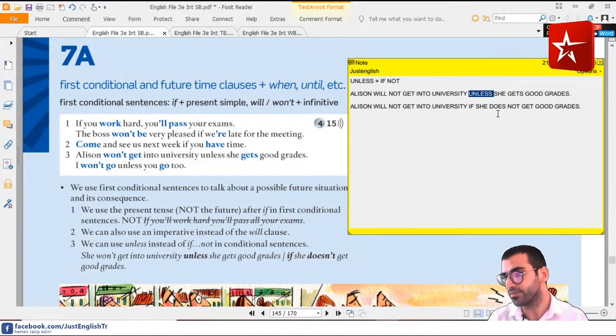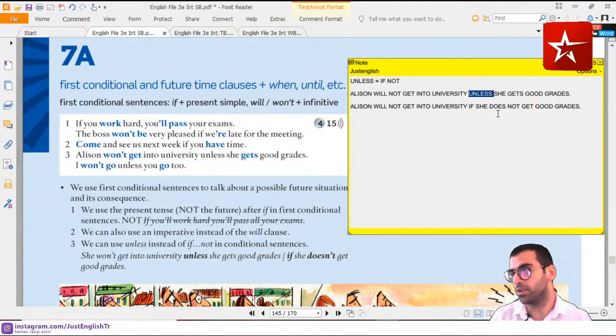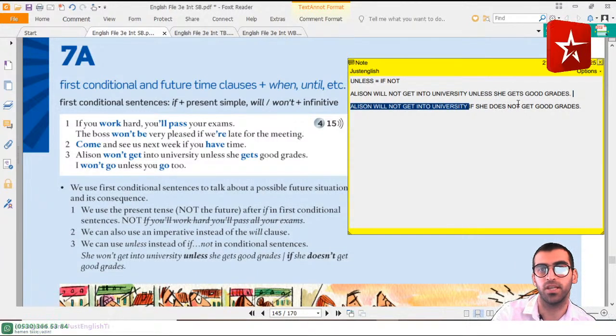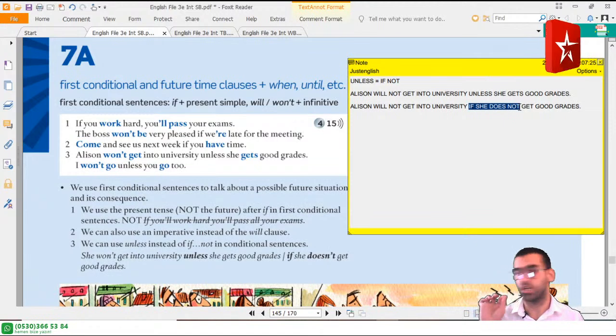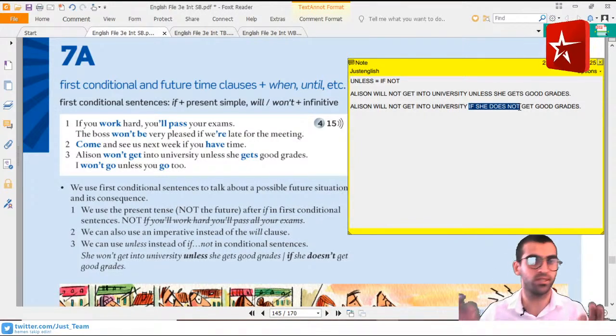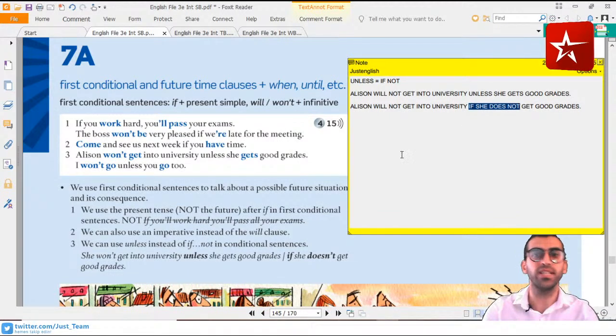Okay, Alison won't get into university if she doesn't get good grades. So, I used if not instead of unless. Okay, so please keep in your mind, unless means if not. It's not too difficult to understand, and I hope you understand it very well. Next sentence.